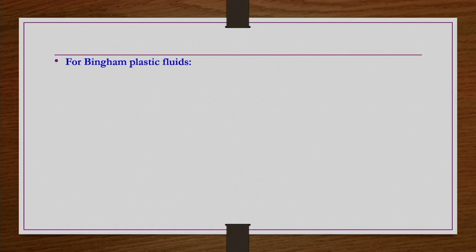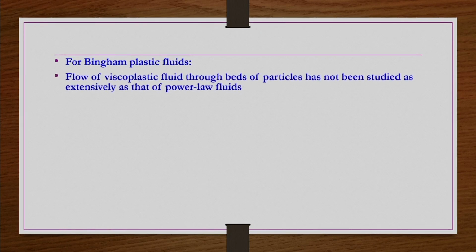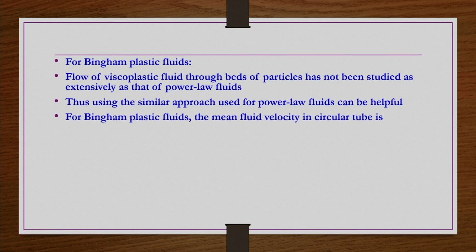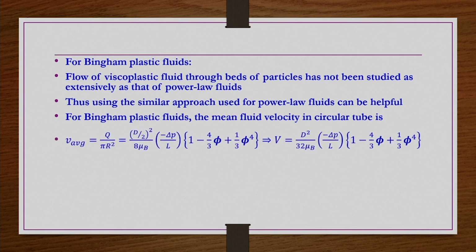For Bingham plastic fluids also we can do a similar analysis, but not much literature is available. But if you follow a similar analysis for Bingham plastic fluids, we found this expression. This we have also done in week number 3 or 4 previously. So this is what we have adopted here. So this equation we can write like this: V average, right. Here phi is nothing but tau naught B by tau W, which we have been discussing whenever we have these viscoplastic fluids, right.